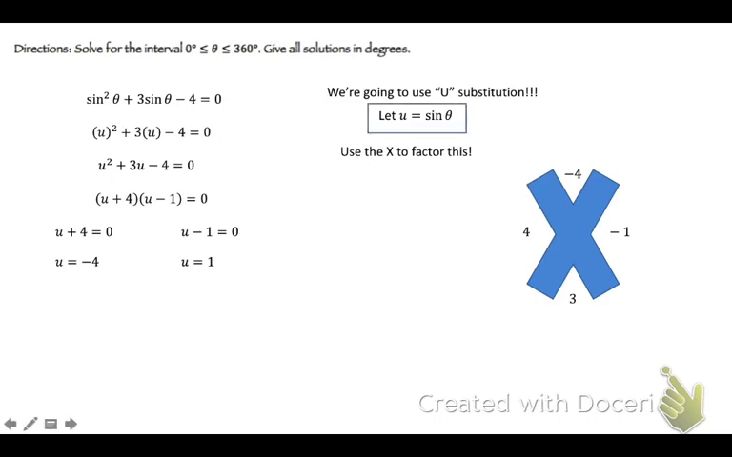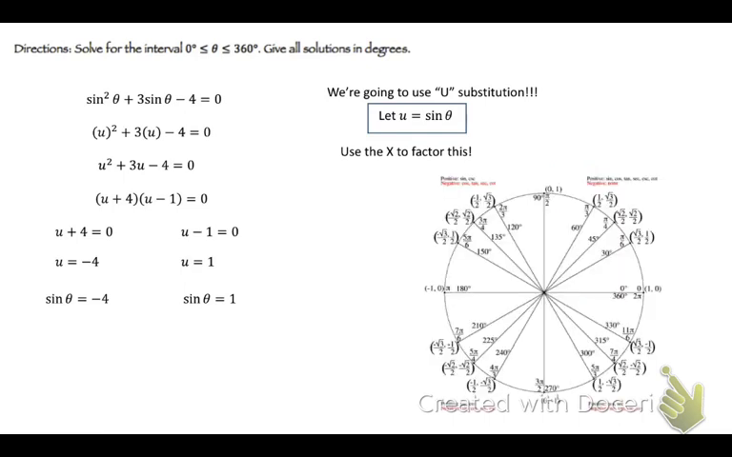But we let u equal the sine of theta. So I'm going to plug sine of theta back in for u. You always have to plug it back in. So then sine of theta equals negative 4, sine of theta equals 1. Then we're going to look at the unit circle. Negative 4 is nowhere on this unit circle, so I'm not even going to bother with negative 4. But 1 is on the unit circle, and it's right there. So theta equals 90. You could find negative 4 by doing the inverse and stuff, but I'm not too worried about that. Let's just worry about the ones that are actually on the circle.